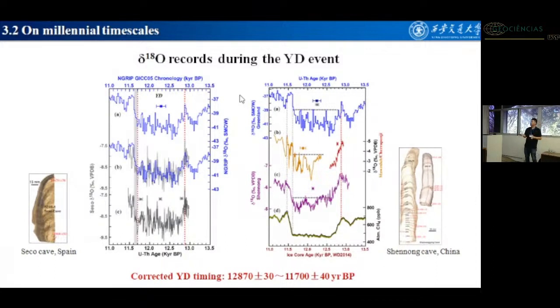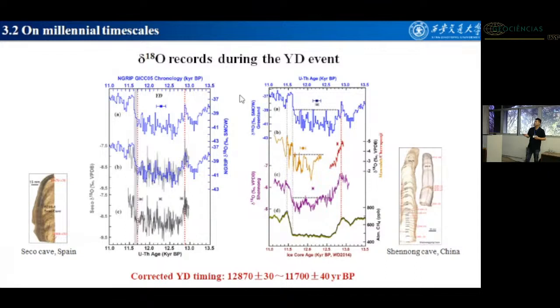And for Shandong Cave from southeast China, this is aragonite with really high uranium concentration, so the dating error is very small, only about 15 years. So this 15-year error can be compared with NGRIP directly, because we already decreased the NGRIP age uncertainty from 100 years to 30. So then we can compare them.